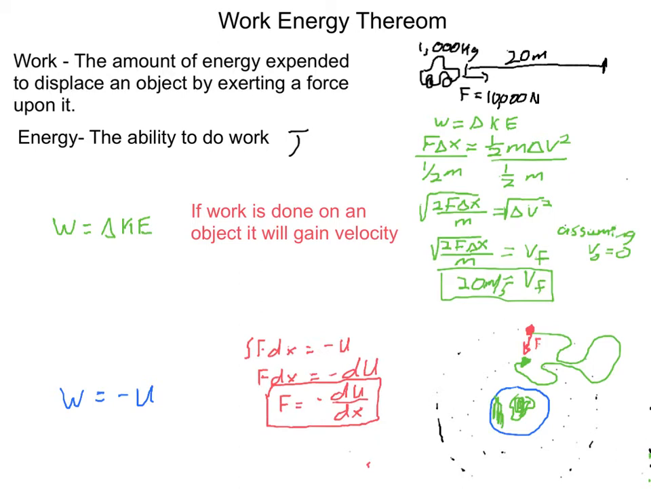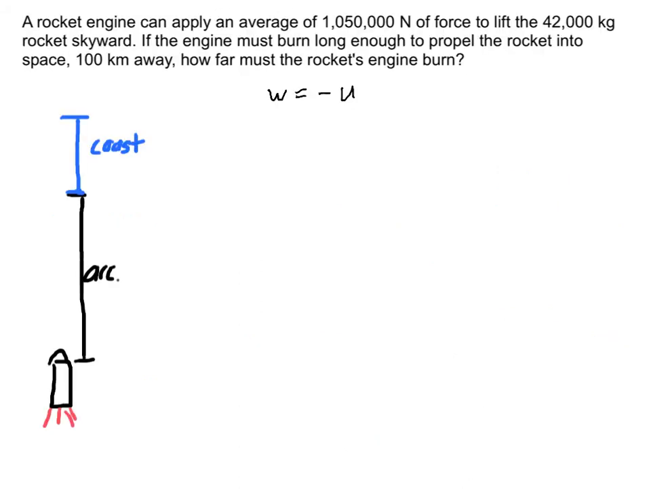All right, let's try to apply these things rapidly in a few slides. Now we're going to do a simple problem involving a rocket launching off, and we're not looking to have any kinetic energy left over. We're just looking for the rocket to gain potential energy all the way up to 100 kilometers above the Earth's surface. Now, our equation, work equals negative potential energy, negative U, applies whenever we're dealing with a conservative force, specifically in this case, gravity.